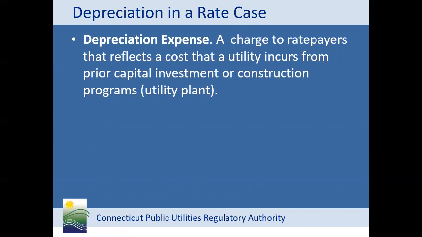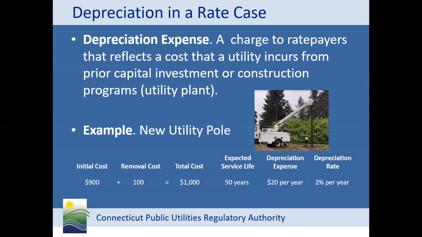So what does it mean that depreciation expense is the charge that reflects the cost for prior capital investments made by the utility? That means that depreciation is a recovery of the initial costs on an investment over the life of that investment. The recovery of these costs is made annually, and it is made while the investment is installed and is providing service to customers. Let's use an example to illustrate this concept.